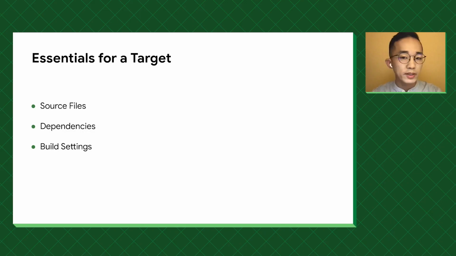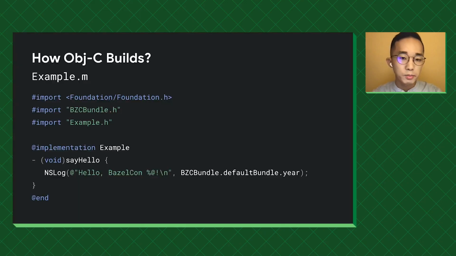QQ is written in Objective-C. Let's take a look at how OC is built. Here's a piece of OC code, which implements an example class, which has a sayHello method to log a greeting message. This file has three imports: the Foundation framework in angled brackets for logging, the BZCBundle.h in quotes for getting the year of BazelCon, and the last one, Example.h, for the class definition. It seems quite straightforward, but can you tell which BZCBundle.h it is importing?